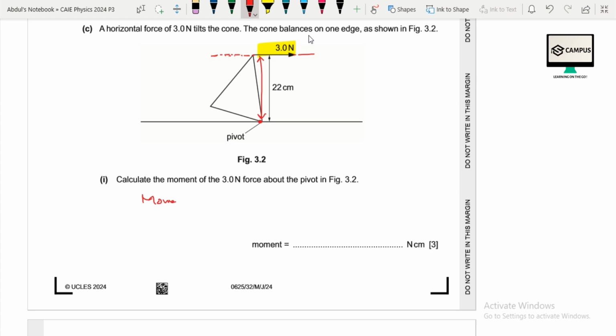So moment of force is equal to the magnitude of force, which is 3 newtons, multiplied by the perpendicular distance, which happens to be 22 centimeter. Since we need to answer in Newton centimeter, we just multiply the two things. That is 66 Newton centimeter.